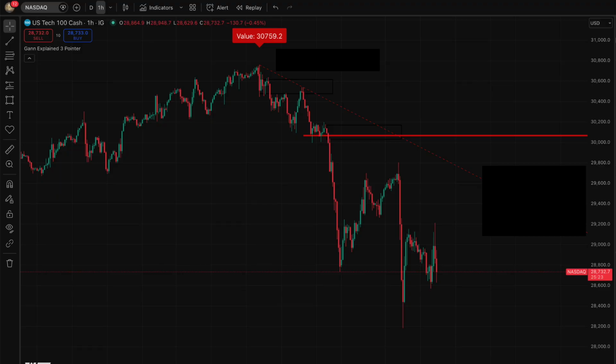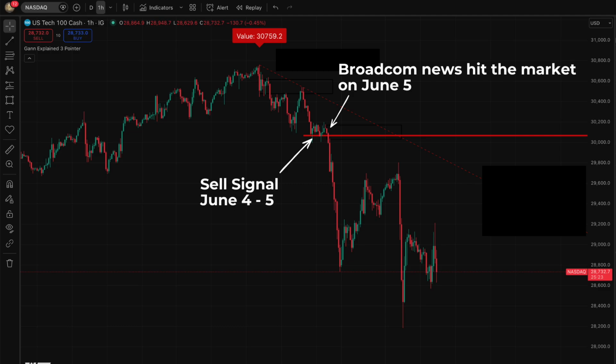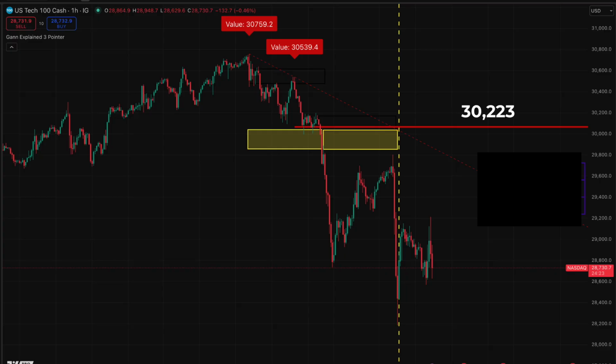Let's take a closer look at the Square of 9 and see what levels it is highlighting right now. Let me draw the Square of 9 indicator from the top at the 30,759 level. The Square of 9 sell structure started giving warning on June 4th, and then the break finally came on June 5th when the semiconductor news hit at the 30,073 level. That is consistent with my experience. The Gann signal usually comes before the major news. The news is only the trigger. The structure was already there.